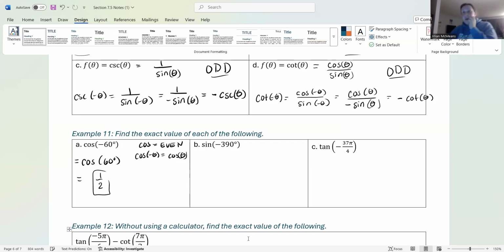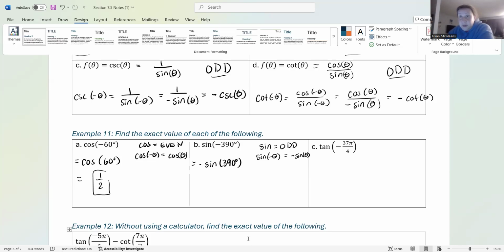Now we have sine of negative 390. We've got a couple of things happening here. First of all, let's deal with the even odd aspect of this. I know that sine is odd, which means if I evaluate sine for negative theta, I get negative sine of theta. So if I have sine of negative 390 degrees, I can take that negative out of the argument and move it out front. So this is equal to negative sine of 390 degrees.